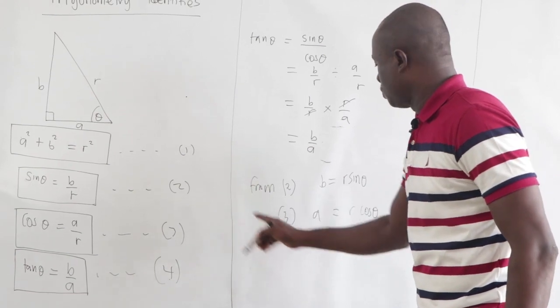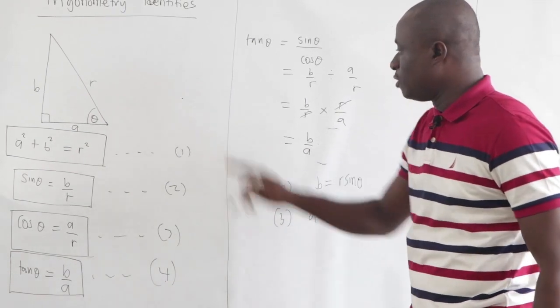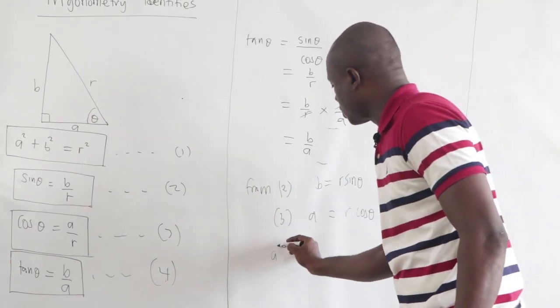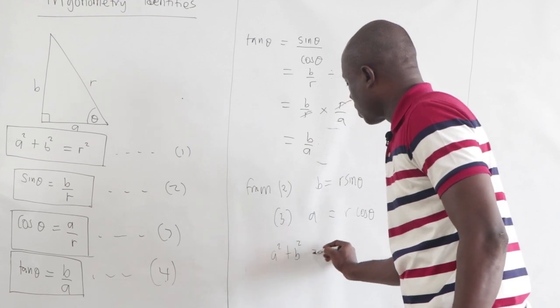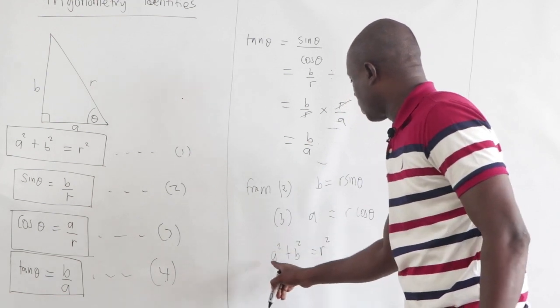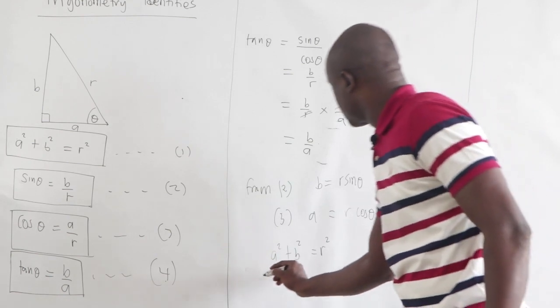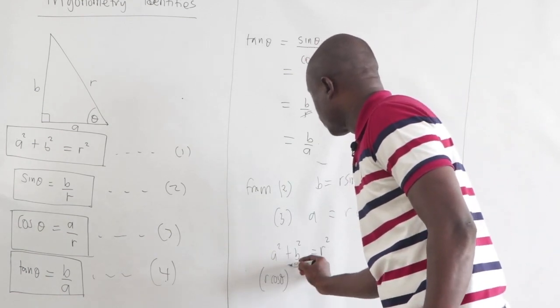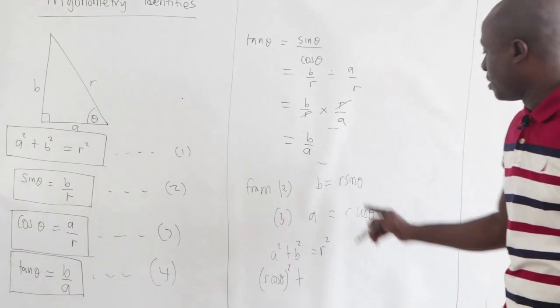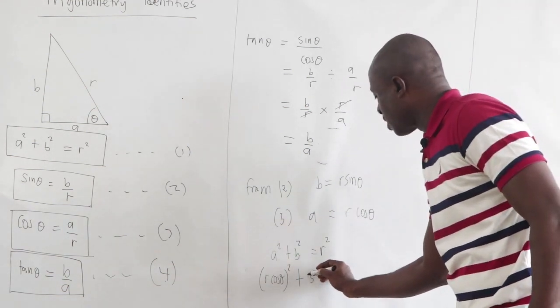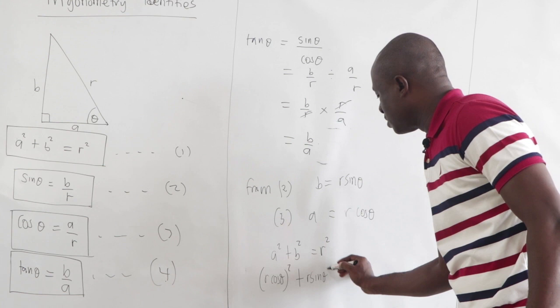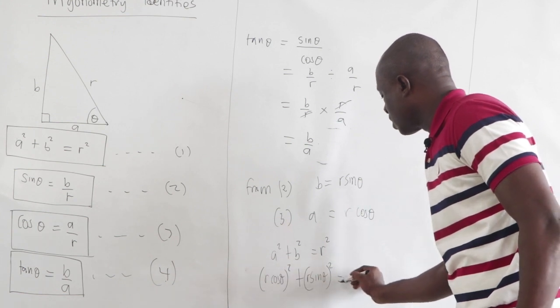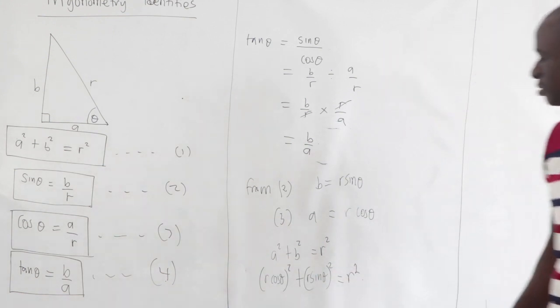And then what can we also say? Now, substituting 2 and 3 into 1. We know 1 is what? A square plus B square equal to R square. Now, what is our A? Our A is R cos theta. So we have R cos theta square. What is our B? R sine theta. So R sine theta square. This is equal to R square.